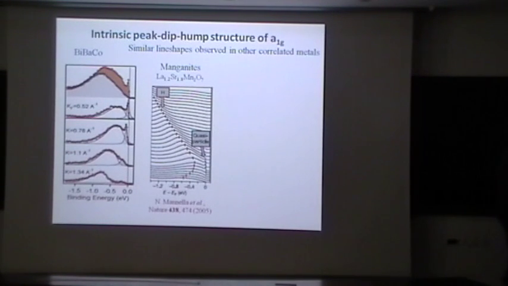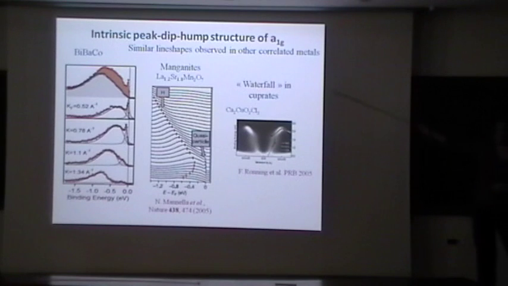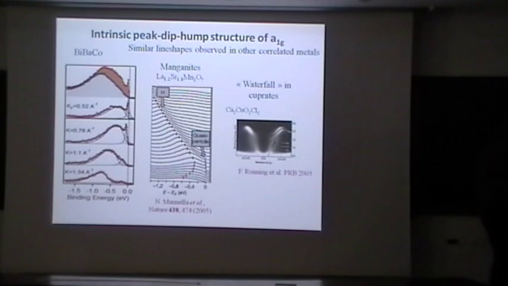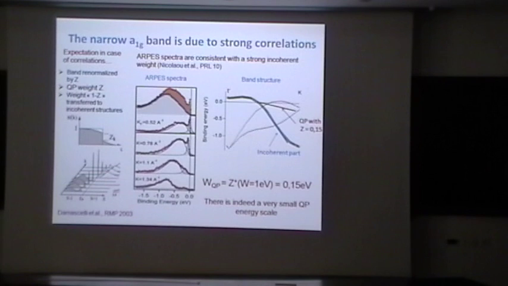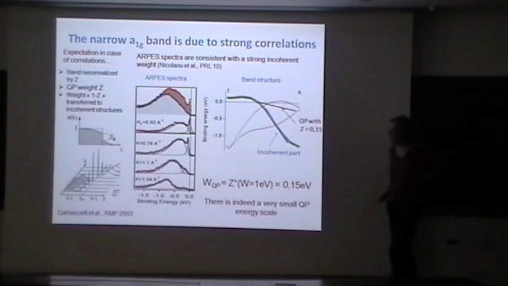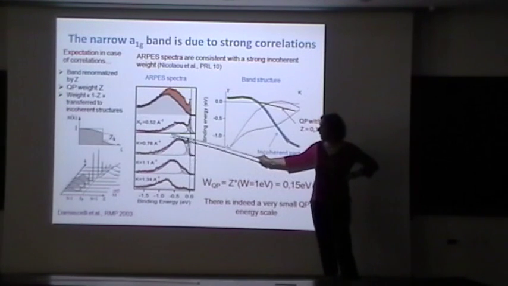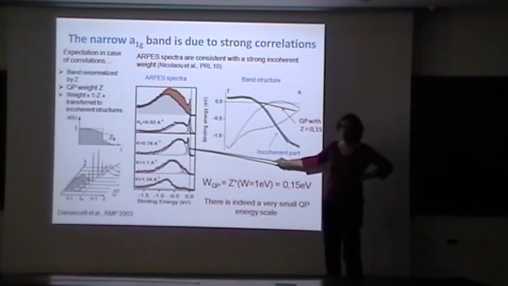So it may also have some analogies with some waterfall structures that have been discussed in the cuprates, where you can see a narrow band at the Fermi level and some other structure at higher energies. Okay, so we've been trying different approaches to analyze this line shape. And finally, we find that something quite direct is to just compare the weight of this incoherent structure with that of the quasi-particle peak.